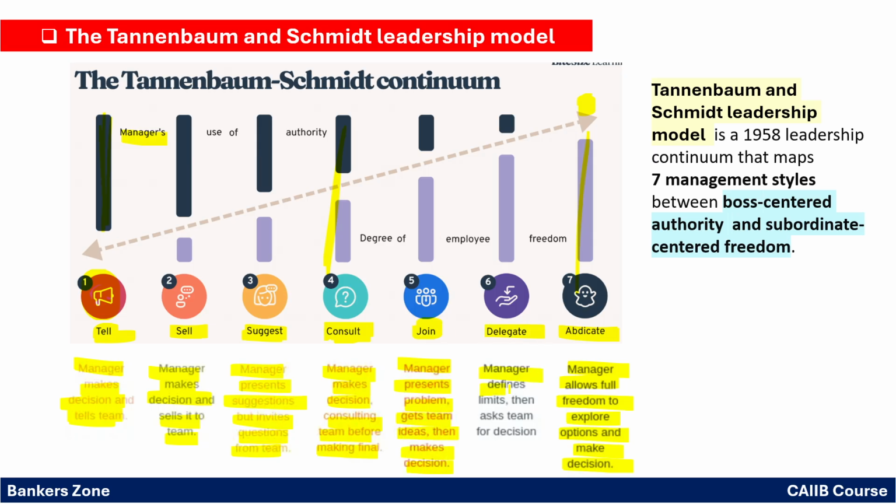Delegate means the manager defines the limit and then asks the team: this is the problem, now you find the solution yourself. This is delegate, delegating the authority. And abdicate means simply giving full freedom. Okay, no problem. Like that.